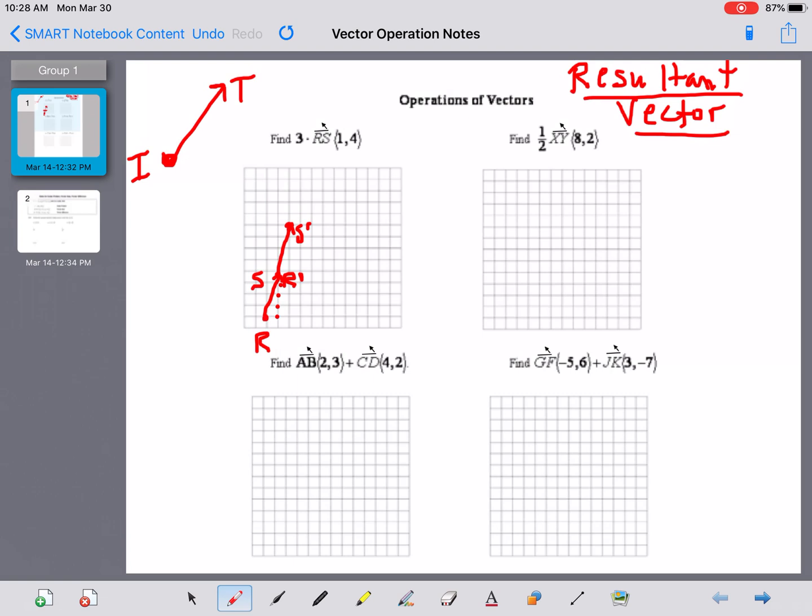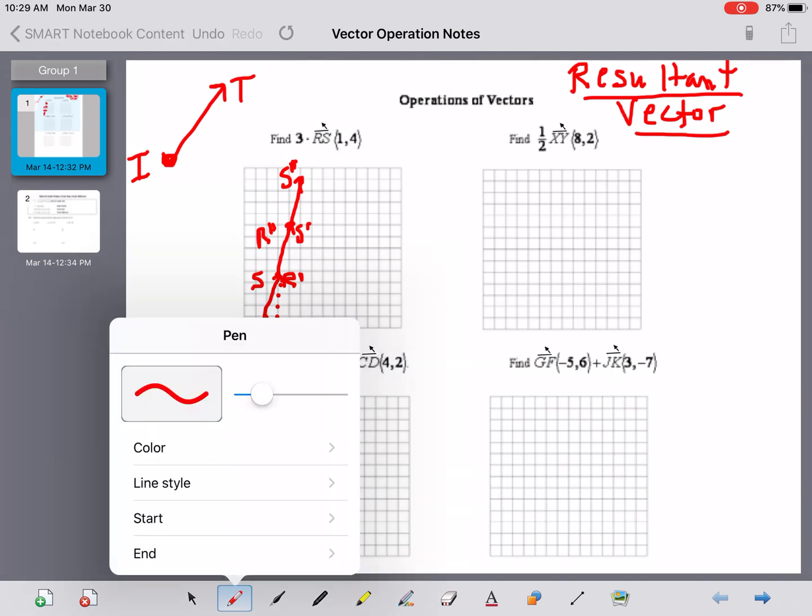But that's only 2, so my third one is also going to start where this last one ended. So there's my R double prime. I'm going to go over 1, right 1, up 4. And here is my final S double prime here. So here is my movement here.